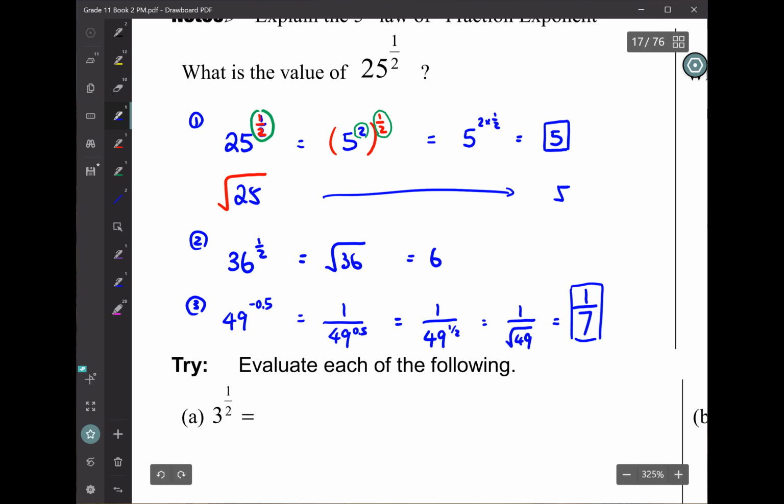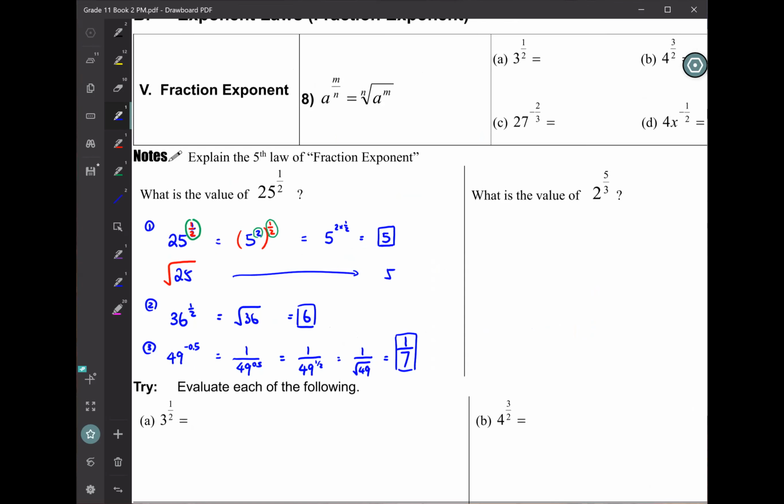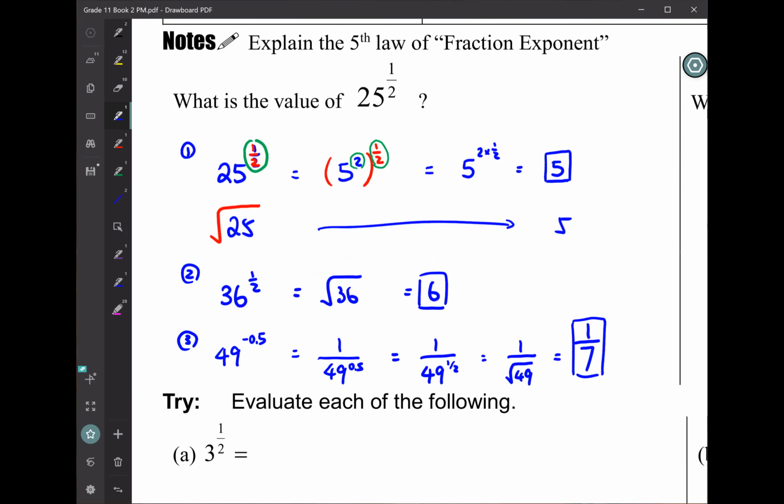So these are 3 examples using the half. The question could be in decimal, could be combined with negative. What you learned before can be mixed together here. So what if it's not 1 over 2? What if it's something else, like 2 to the 5 over 3 on the right side? If it's 1 over 2, it represents square root. So the 2 is like the square root. 2 represents a square root.